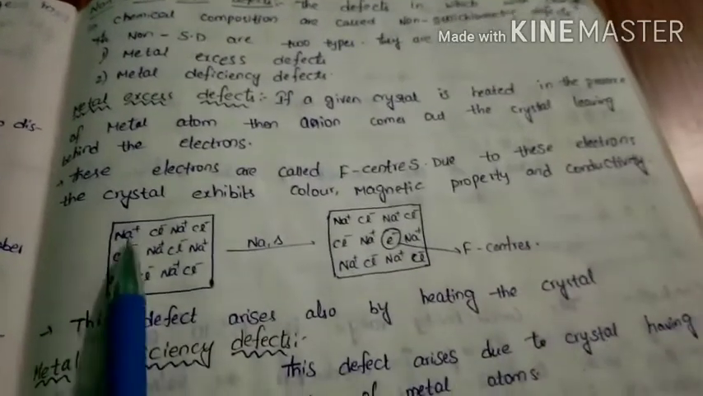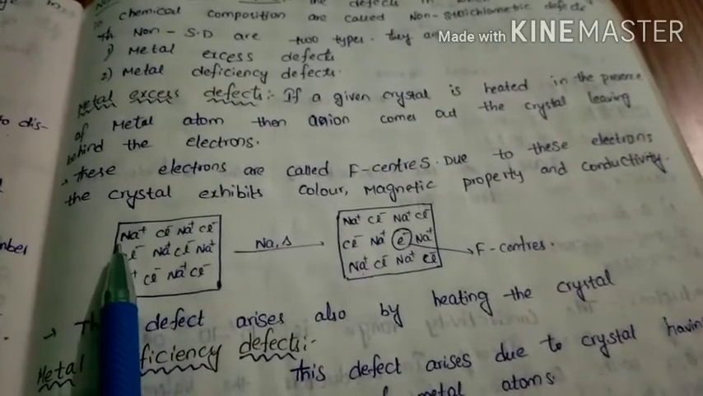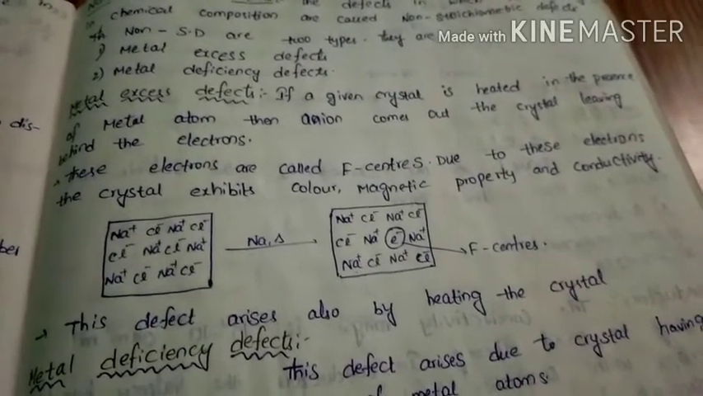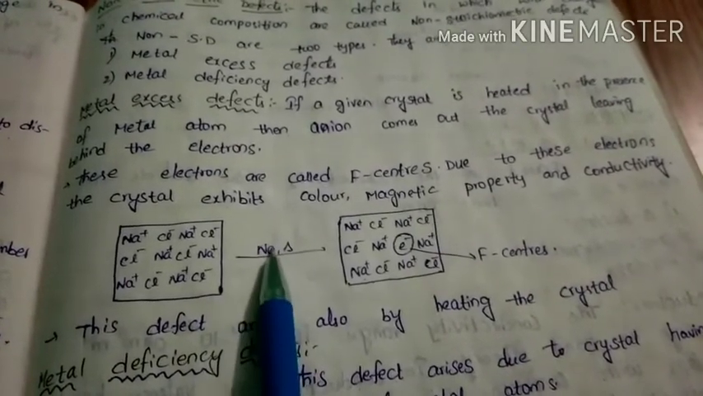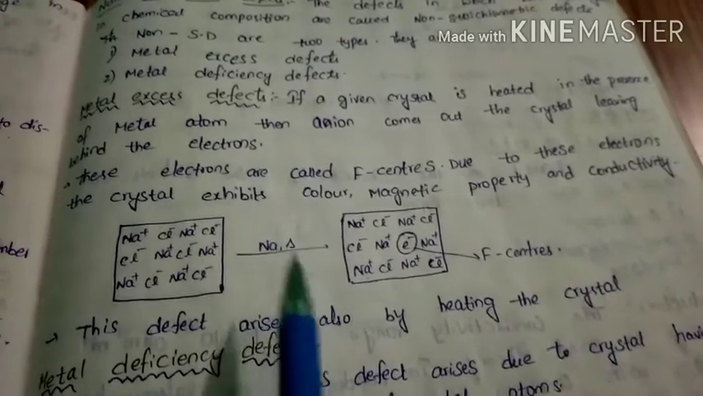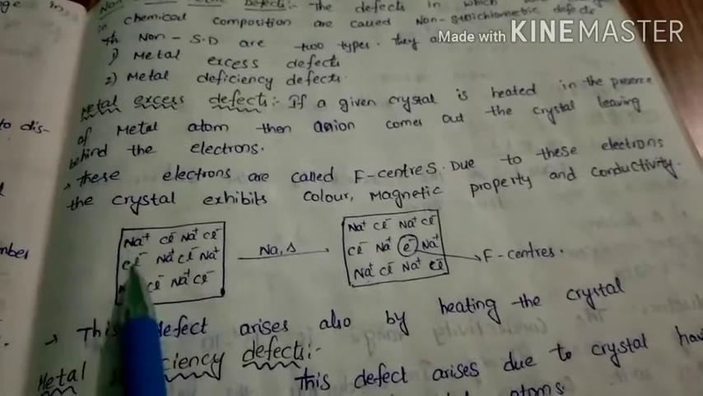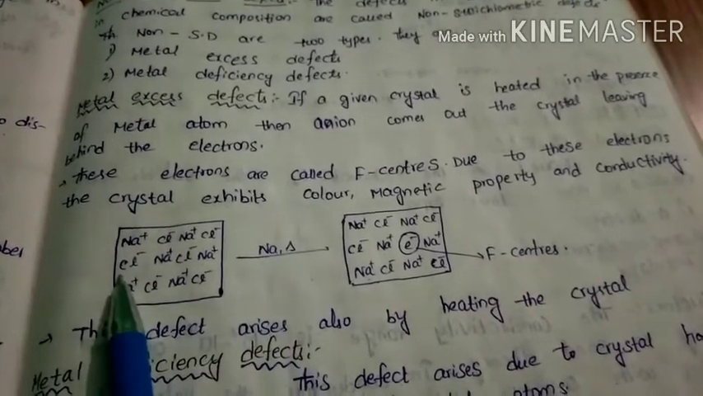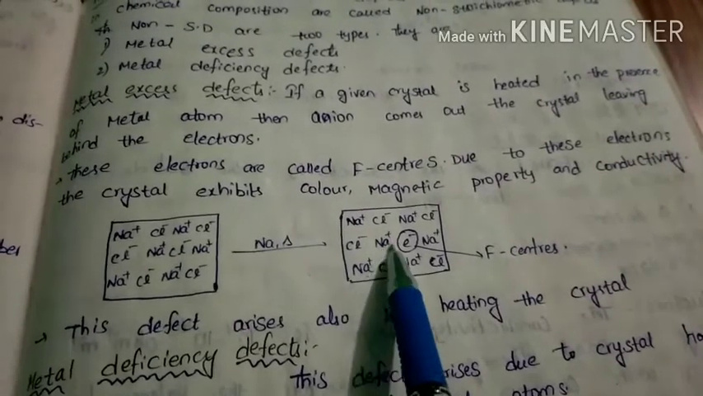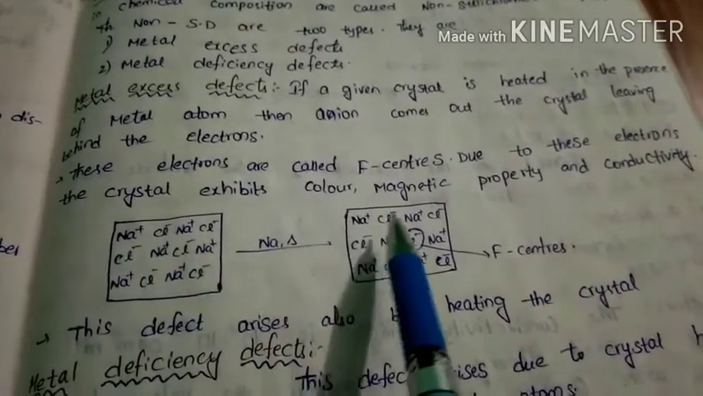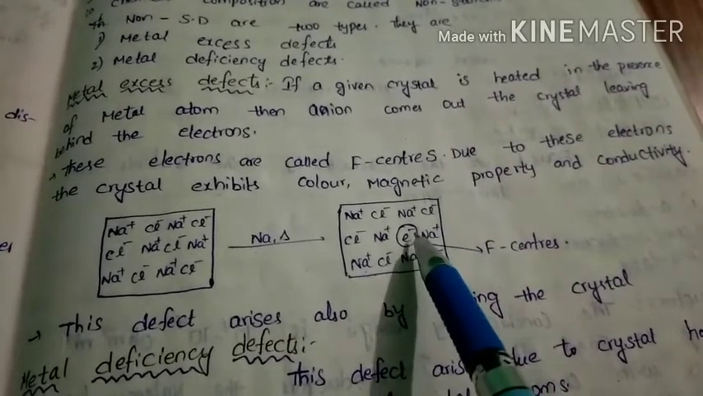Suppose for example I take an NaCl crystal. We know that in an NaCl crystal, positive ions and negative ions are present in alternate positions. Suppose that crystal is heated in the presence of sodium atom or without sodium atom, then what happens? An anion comes out from the crystal leaving behind an electron. One Cl minus comes out from this position, leaving an electron.